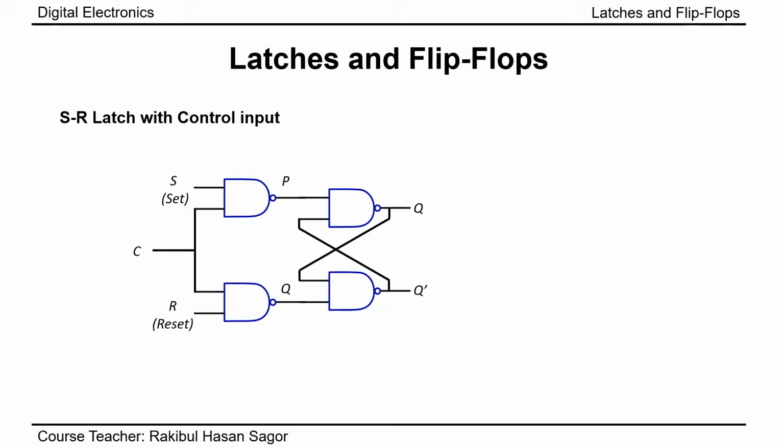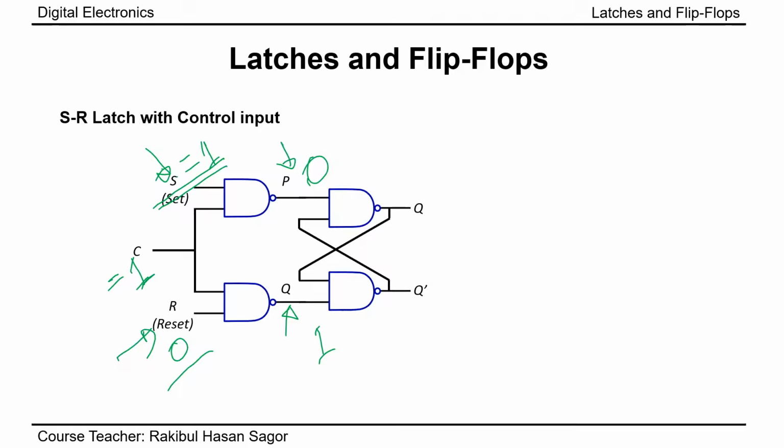However, if the value of the control signal is equal to 1, that means this P and Q value depends on the value of S and R. Suppose S equal to 1. We are giving S equal to 1 after giving control signal equal to 1. So S equal to 1 will give us P value equal to 0, R equal to 0 will give us Q value equal to 1. That means I'm giving S equal to 1, which means set, and R equal to 0.